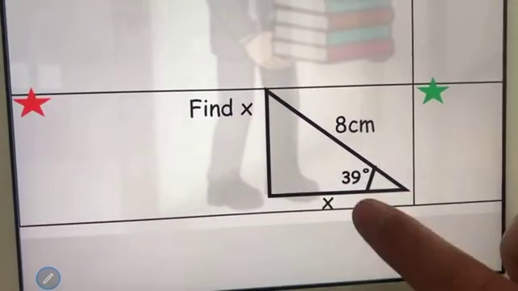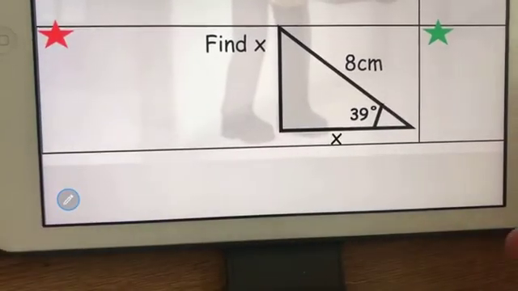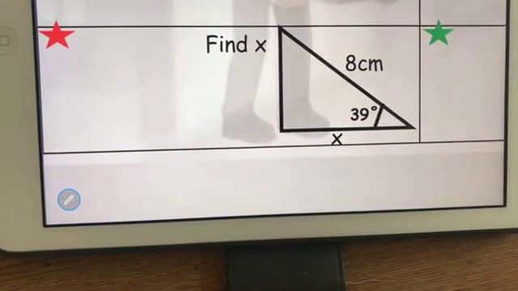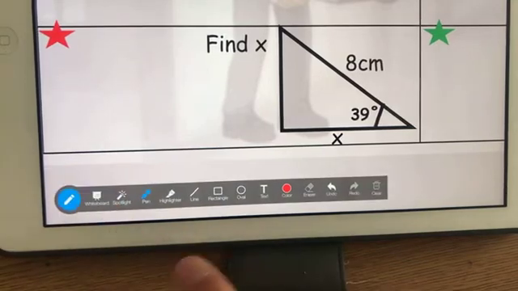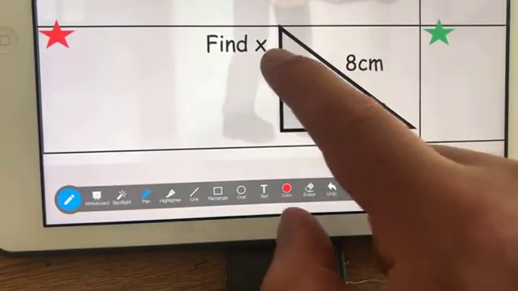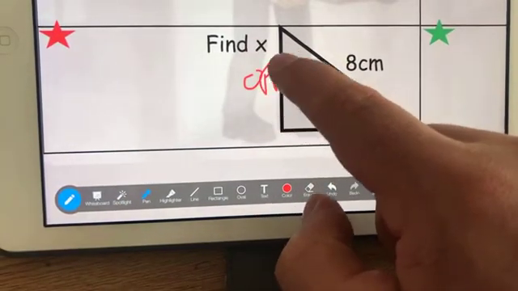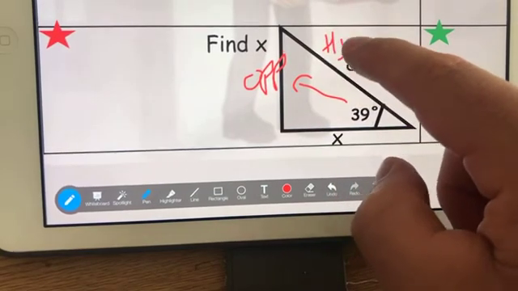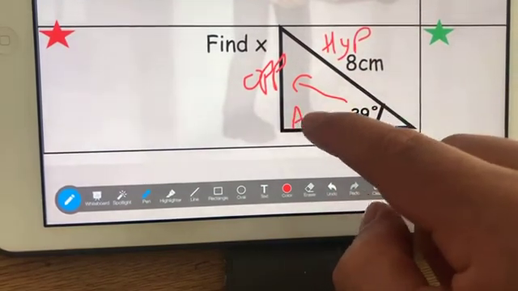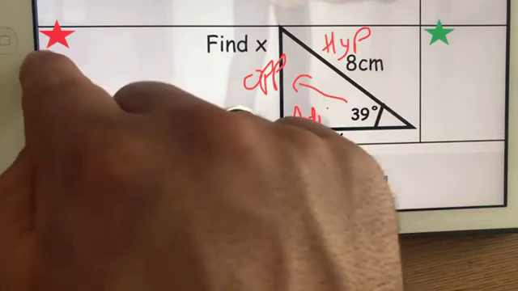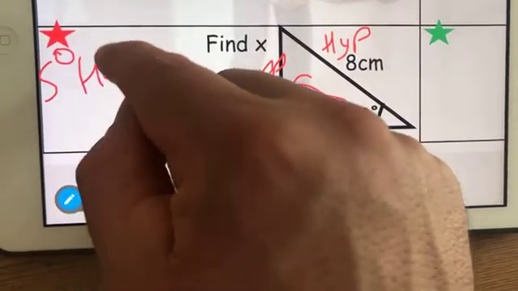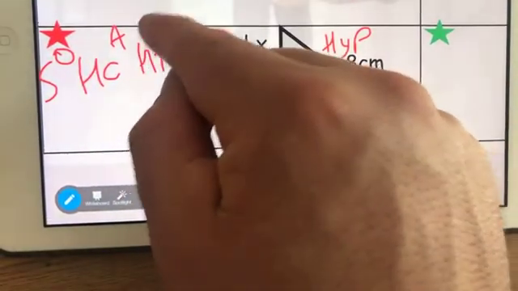Down the bottom, bit of trigonometry, bit of basic trig. Again, a topic you must get mastered, especially if you're a higher tier pupil. So, I'm going to label my sides. I've got my opposite. I've got my hypotenuse. And I've got my adjacent. Now, I'm going to write down SOHCAHTOA exactly the same as I would every single time.